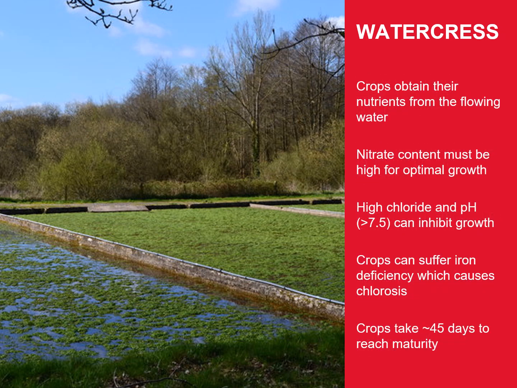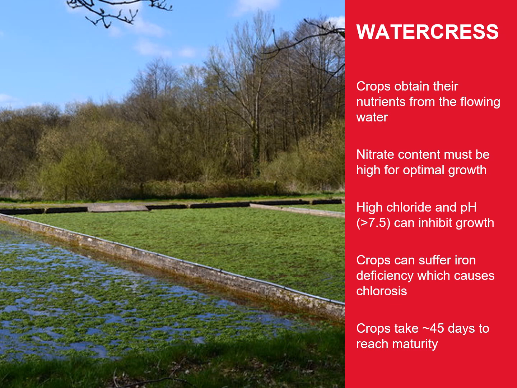The crops obtain their nutrients from the flowing stream water, and the water quality is quite important in determining the crop's health and productivity. Nitrate content must be quite high for optimal growth. But high chloride content and high pH can inhibit growth. Anything above 7.5 is quite detrimental to production.